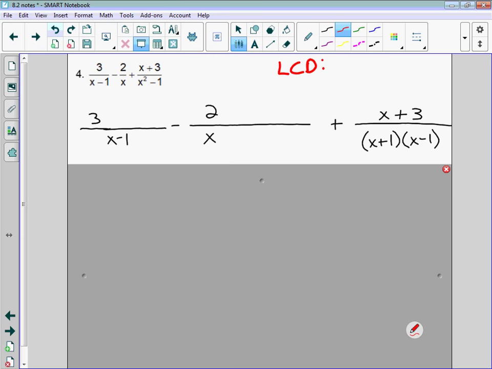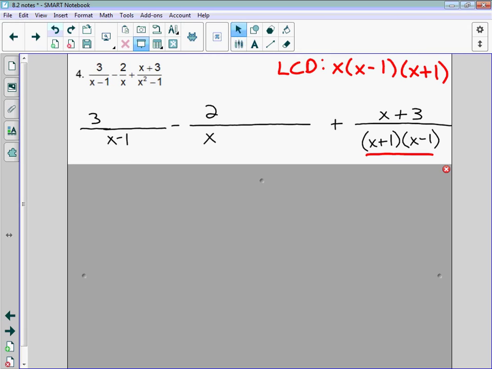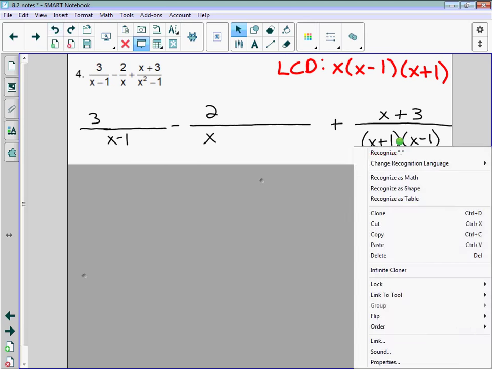So looking down here, I can see that I need an x minus 1. We also need an x, so we'll include that. And then this part here, we have both x plus 1 and x minus 1. Since x minus 1 is already accounted for, the only other thing we need is an x plus 1. So now, from there, what we will do is get everything that is missing within each denominator.